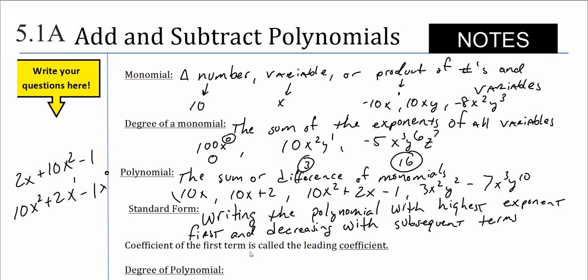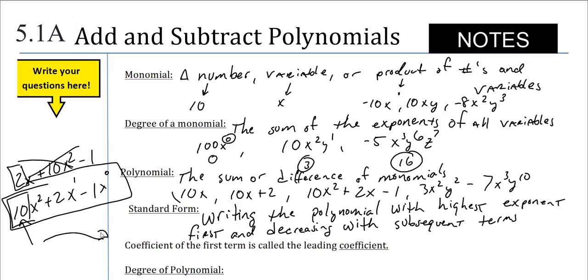Coefficient of the first term is called the leading coefficient. So for instance, just because the first term is 2x doesn't mean the leading coefficient's 2. That doesn't matter. It's after I put it in standard form, what is the leading coefficient? That's 10. So here, the leading coefficient would be 10. It's the coefficient of the leading term.